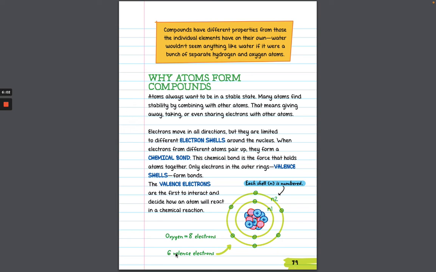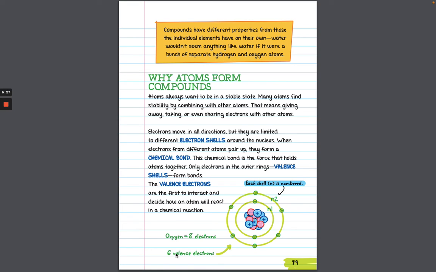Why atoms form compounds? Atoms always want to be in a stable state. Many atoms find stability by combining with other atoms. That means giving away, taking, or even sharing electrons with other atoms. Electrons move in all directions, but they are limited to different electron shells around the nucleus. When electrons from different atoms pair up, they form a chemical bond. This chemical bond is the force that holds atoms together.